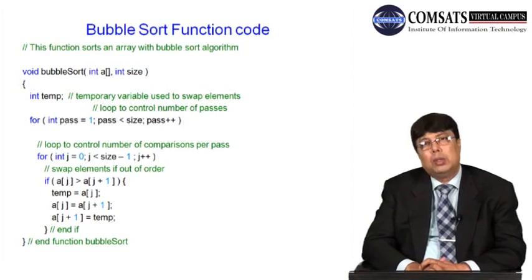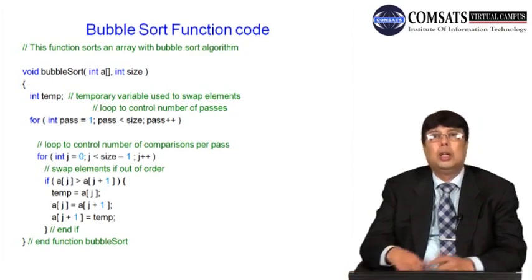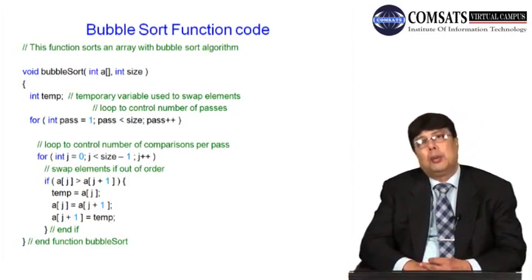Now we talked about how the algorithm should be intelligent enough to see whether it should continue or not. Right now we have put 2 loops, and those loops will ensure that you complete the sorting process even if the data is already sorted.